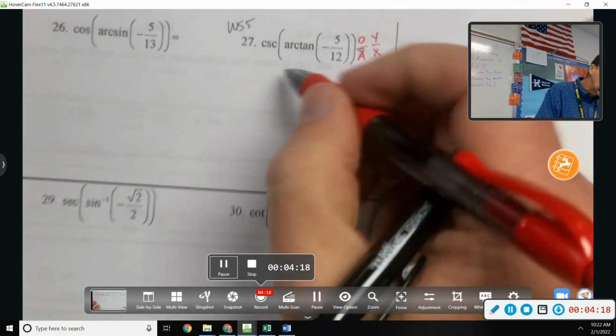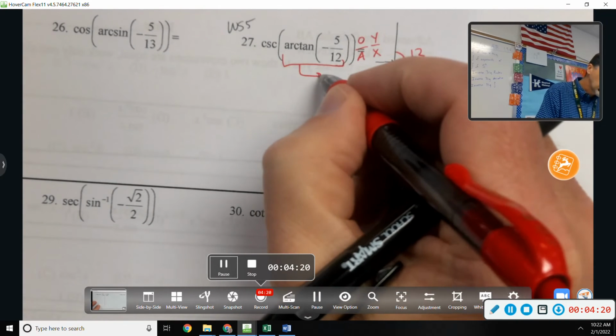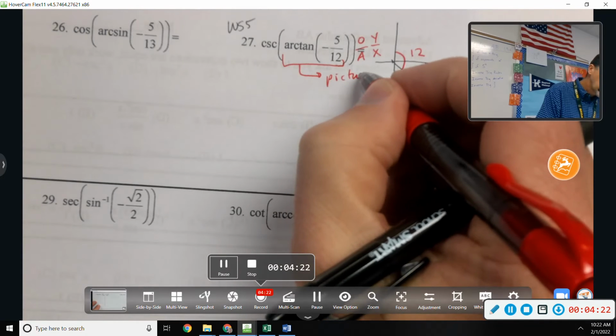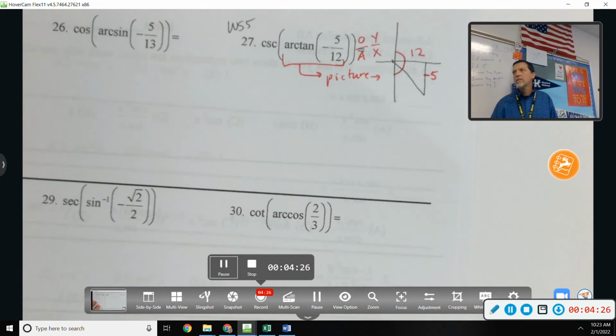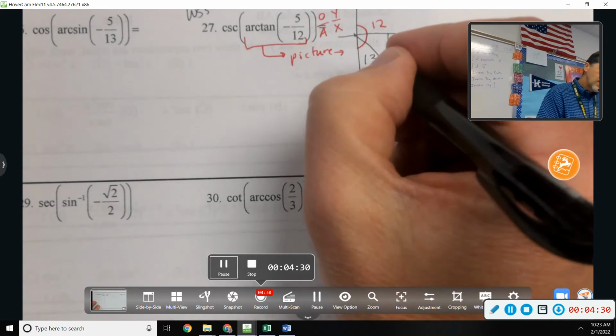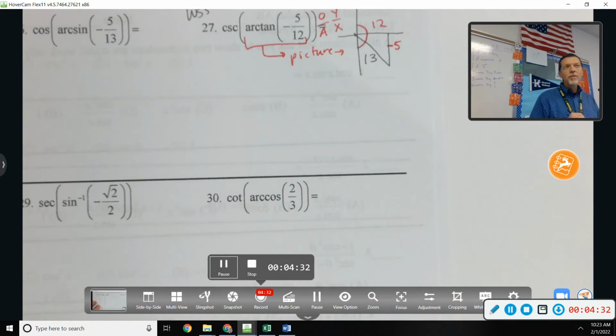So again, we use the inside stuff to draw the picture. And then we use the cosecant, or the outside stuff, to answer. 5, 12, 13. It is a 5, 12, 13. Again, if you don't remember that, then you've got to do the a squared plus b squared equals c squared.